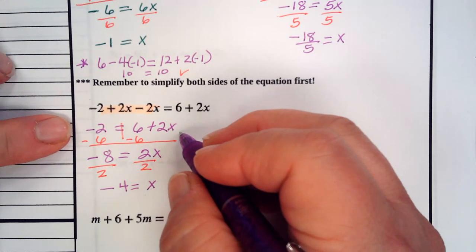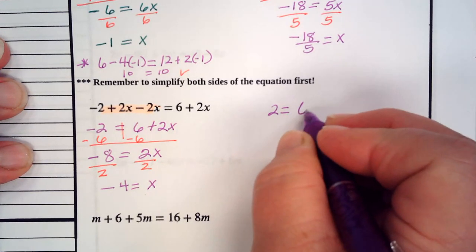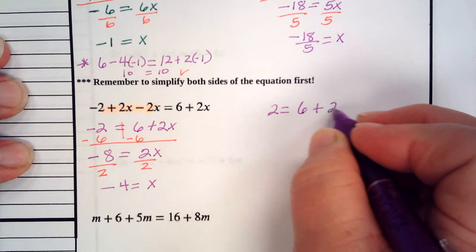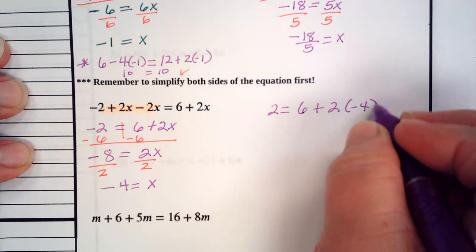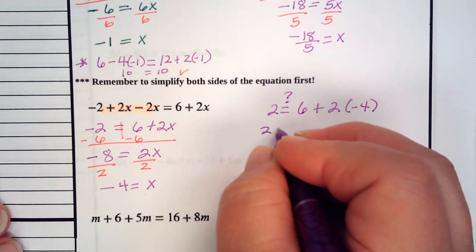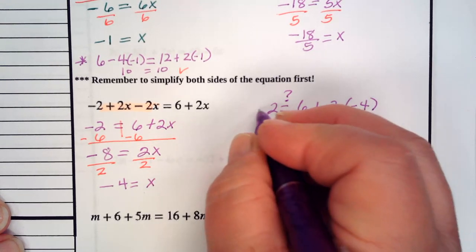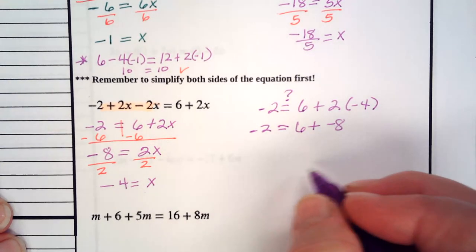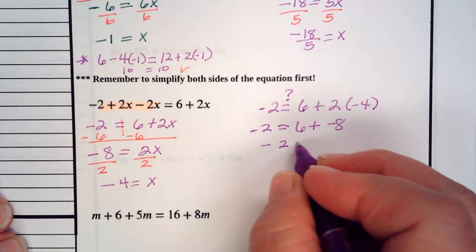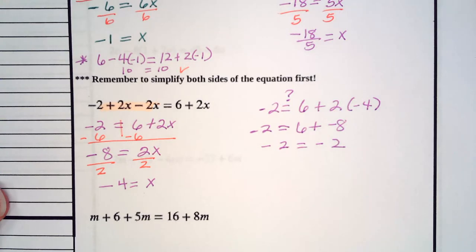Do we have the right answer? Is 2 equal to 6 plus 2 times negative 4? Is 2 equal to 6 plus negative 8? And this is a negative 2 and negative 2. Negative 2 is equal to negative 2, and we've checked and it is good.